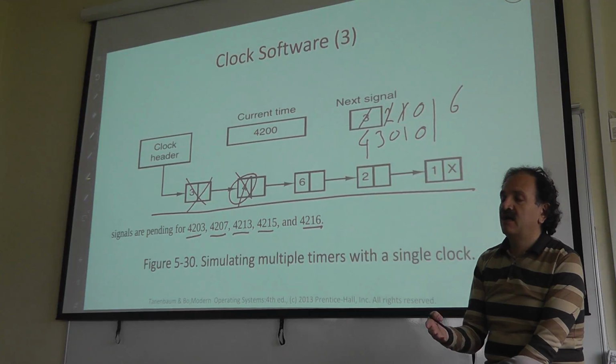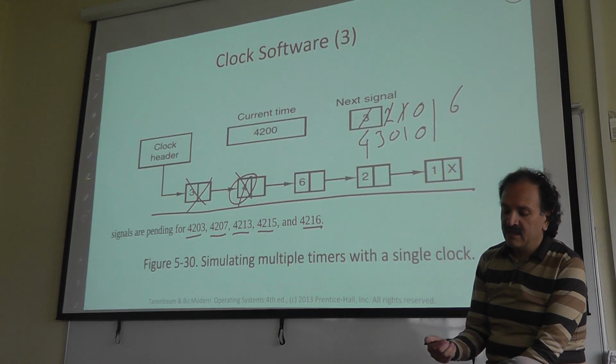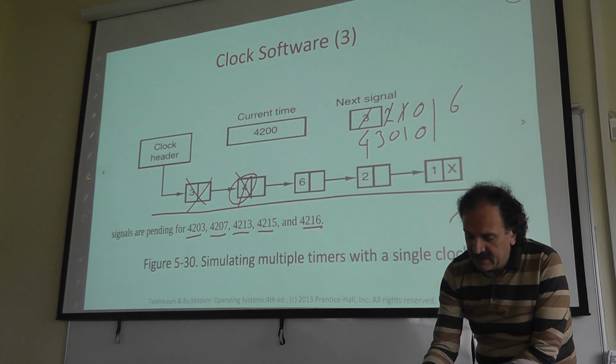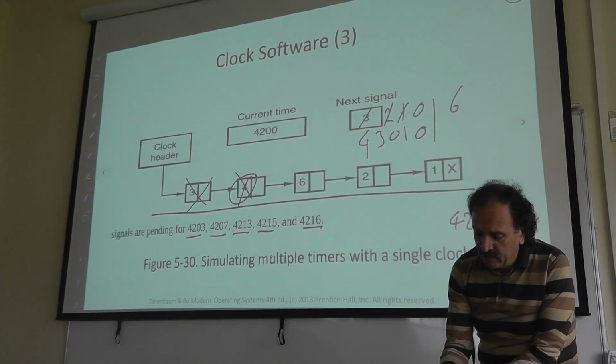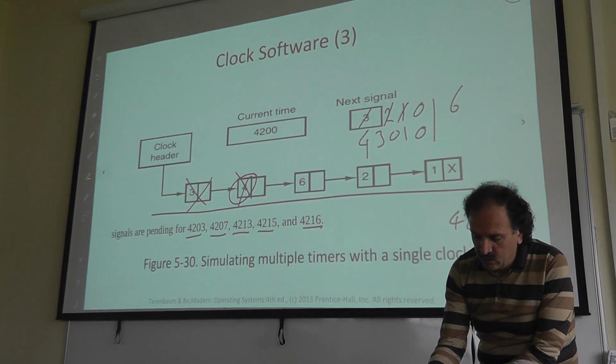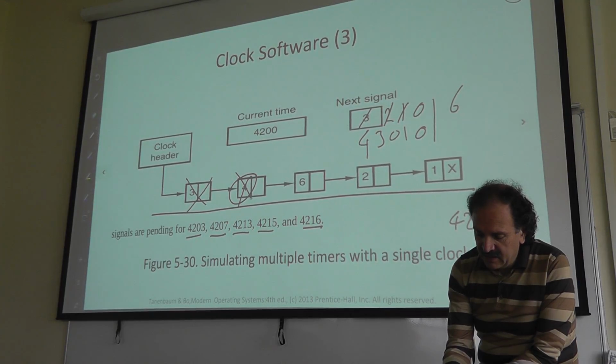Whenever a new signal request comes, let's say, wake me up at 4210. So what you are going to do, 4210. You need to put that number. This is 3, and here, right? It should be 7 and 3. Yes, there should be a lane.